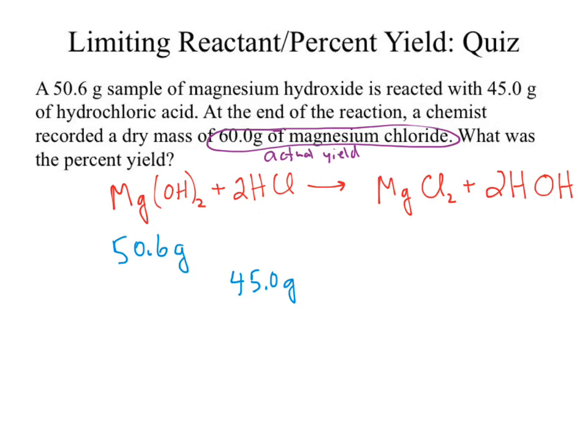So what we now have to do is determine if I have just 50.6 grams of magnesium hydroxide, how much magnesium chloride could I produce? Well, how do we go through and do that? Math, fair enough.